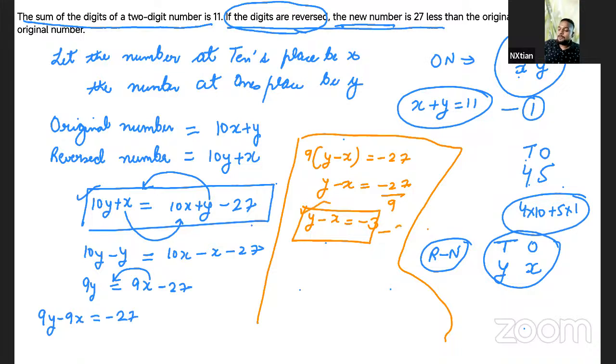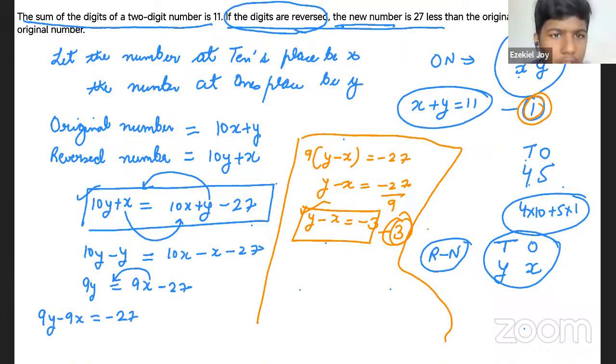Now I got this equation, which is the third, and this is the first equation. You have to solve it by the elimination method or by the substitution method, any method, and you have to find the answer. Can you do it, guys? The first equation and third equation you have to solve. This is not the original number. Right now we have to find the values of x and y to get the original number.